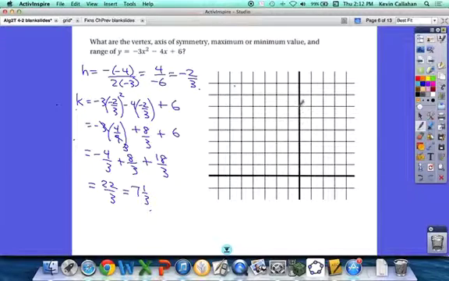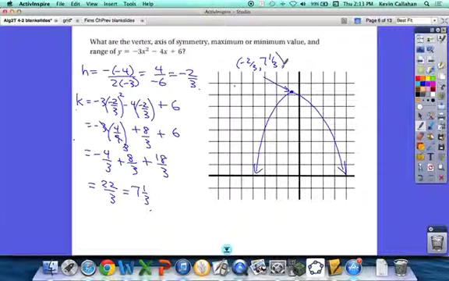1, 2, 3, 4, 5, 6, 7, 1/3. Okay, does this one open up or down? It's because of the minus, it's going to open down. Okay, now we don't really need to be so precise about the graph. We really weren't asked about the graph. So I'm just going to sketch this in like this, going down, something like that. So that point right there is negative 2/3, 7 1/3. Okay, so there's the vertex.